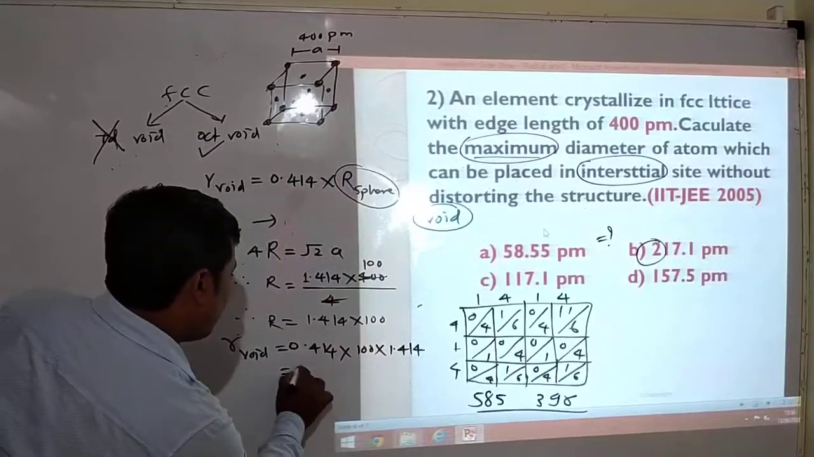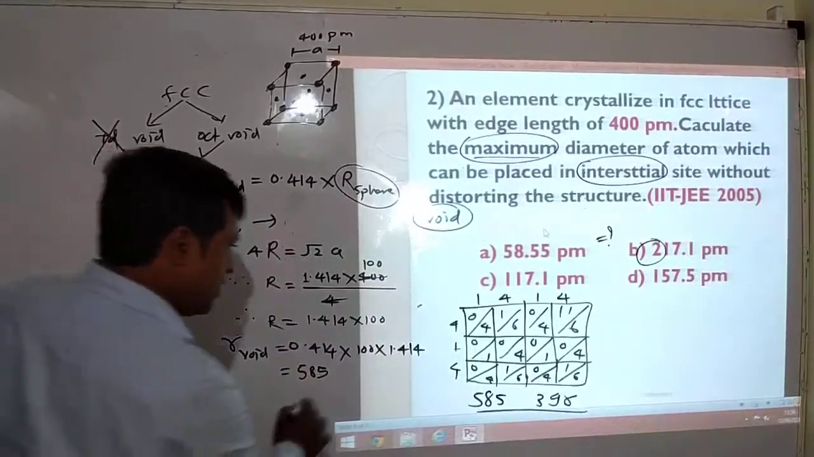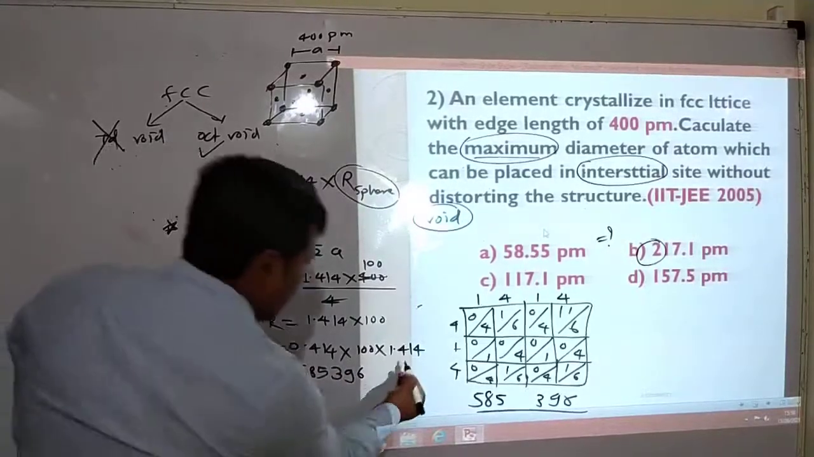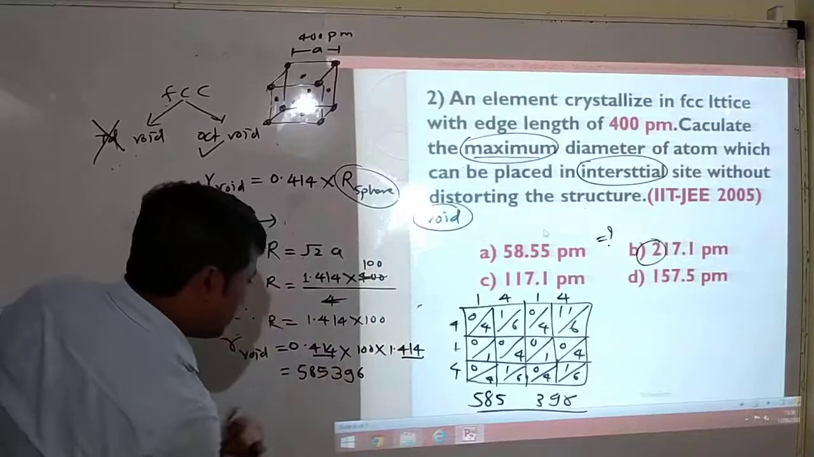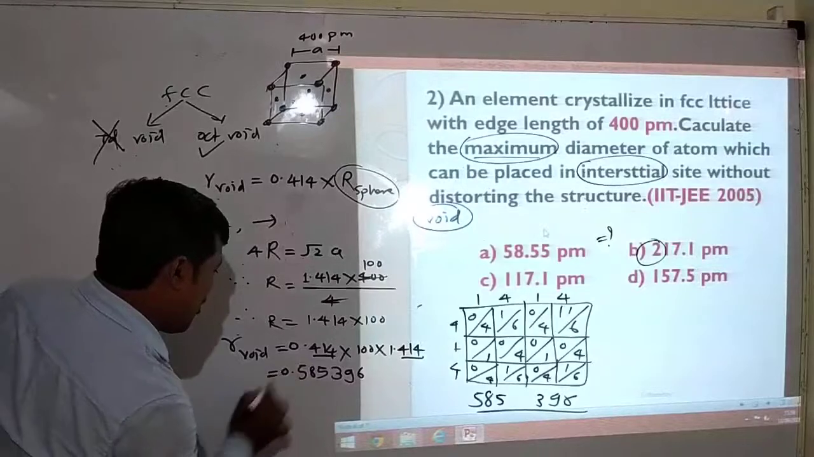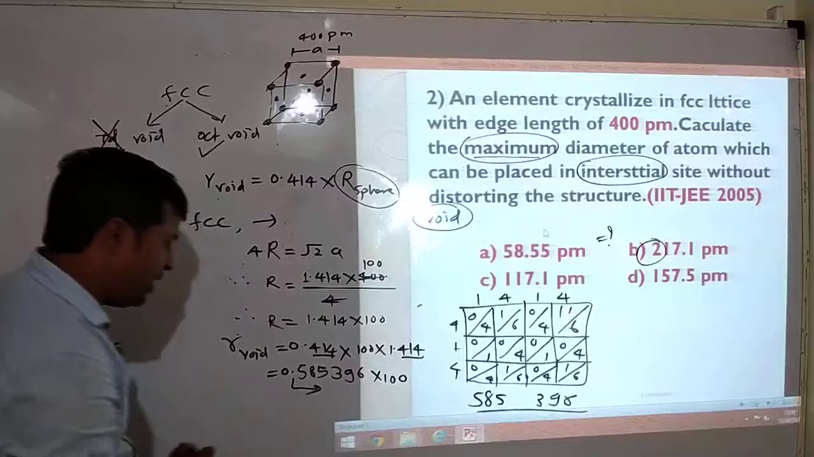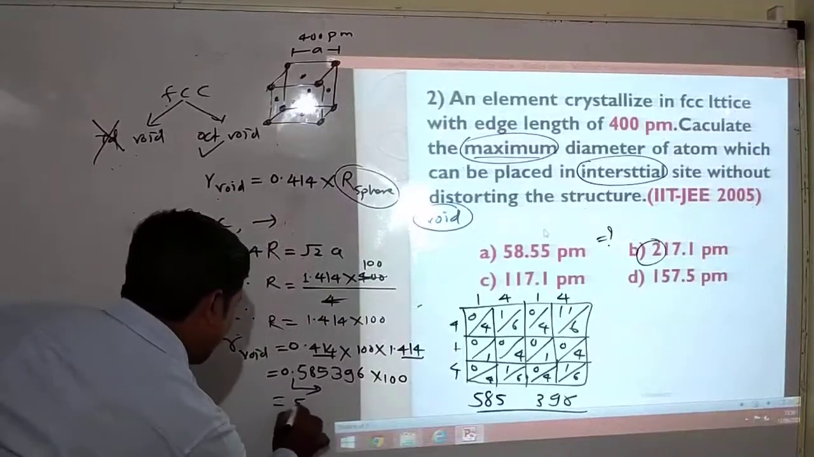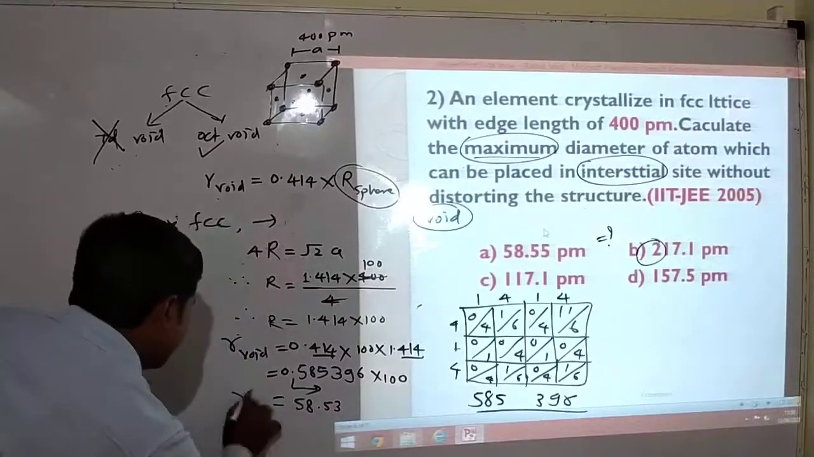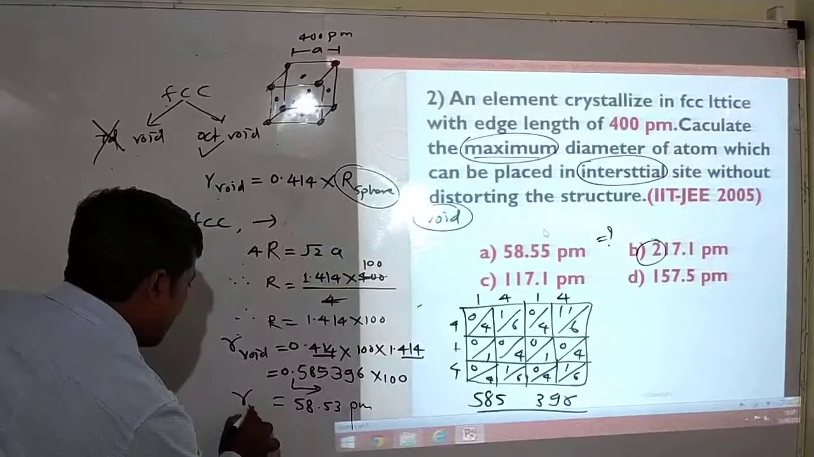So the answer is 0.585396 into 100. So you have to shift the point by 2 digits. So automatically the answer is 58.53. So this is the radius in picometer. Radius of what? Radius of void.